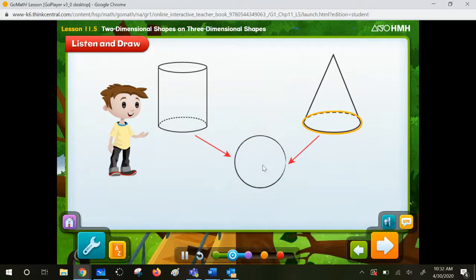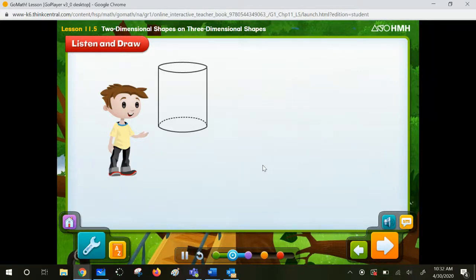A cone has a round, flat surface. He would also draw a circle if he traced around a cone. What other kind of surface does a cylinder have? A curved surface.